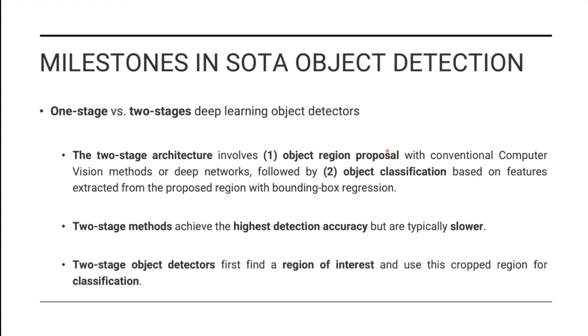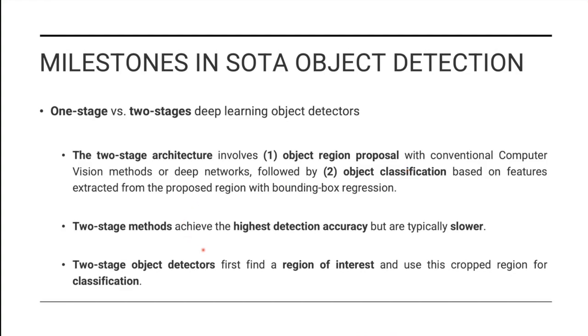Some of them are called two-stage object detectors. What is the difference between these algorithms, one stage or two stages? For the two-stage algorithms, we have one we call object region proposal, the region that is proposed by that, and we have the object classification. That's in the second stage.